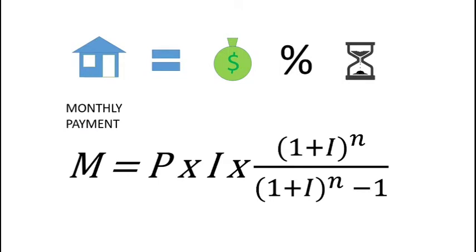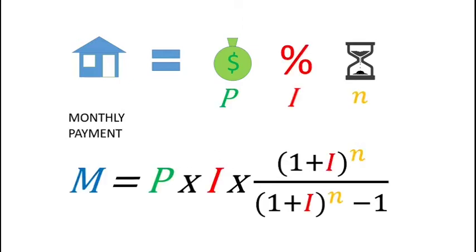Let's begin with the monthly payment. If you want to find the monthly payment, you have to use this equation. It is not a simple equation, but let's try to simplify it. As you can see, with P we indicate the loan, the principal, with I we indicate the interest rate factor, and with N we indicate the timing factor.